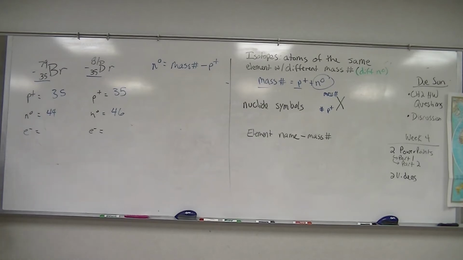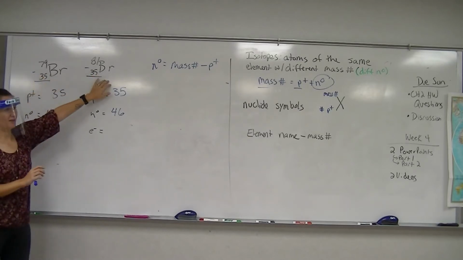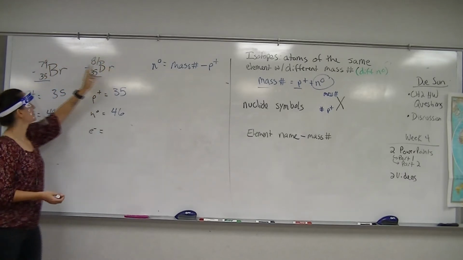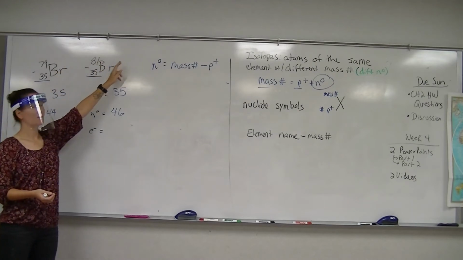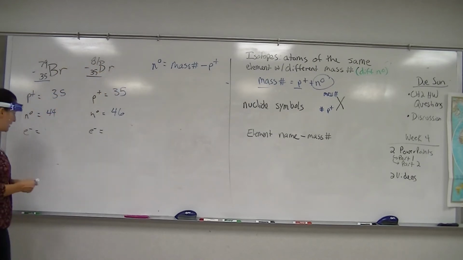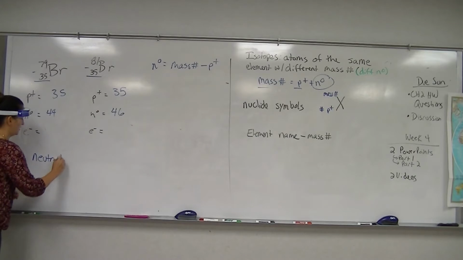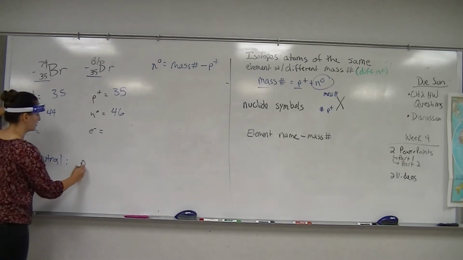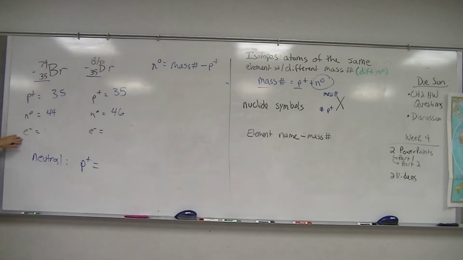Now for the electrons, we're looking at charge. How do you figure out the electrons? Well, we haven't talked about ions yet, but if these were ions, if they had a charge, it would show in this upper right-hand corner. There would be either a plus sign or a minus sign up here. There isn't one. So what does that mean? It means that these atoms are neutral. Neutral means they don't have a charge. So if an atom is neutral, that means that its protons are equal to its electrons.